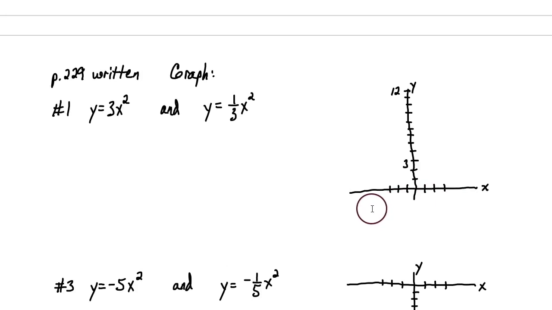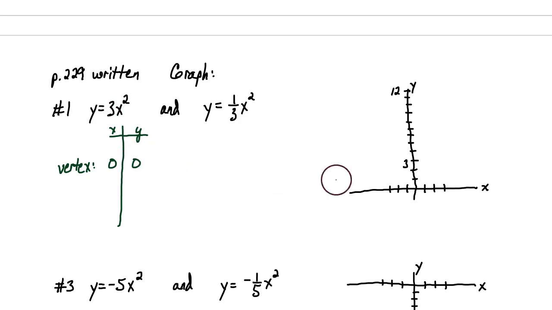Page 229, we're asked to graph two equations on the same grid. So let's do this one first. First thing we should do is find the vertex. Let's make an XY table, and in the middle row of the table, locate the vertex. Let's choose 0 for x. When you plug in 0, we get 3 times 0 squared, which is 0. So the vertex is at 0, 0.